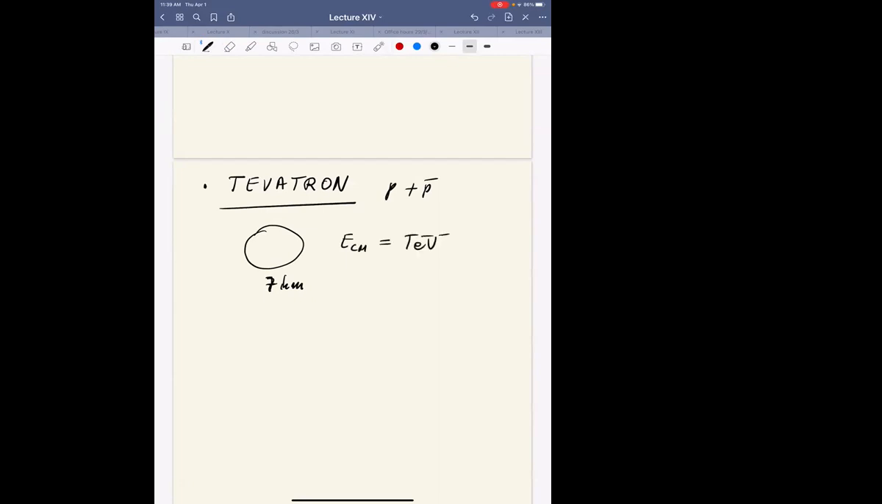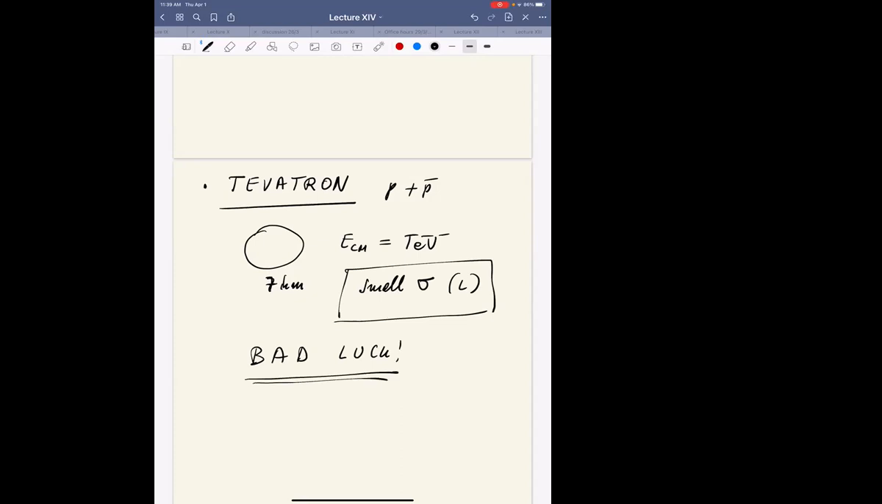The trouble was small cross-section, not enough luminosity, if you wish. Again, bad luck. We could enter into these details, but luminosity was similar. I think luminosity was also around 10 to the 32, roughly, per square centimeter per second.